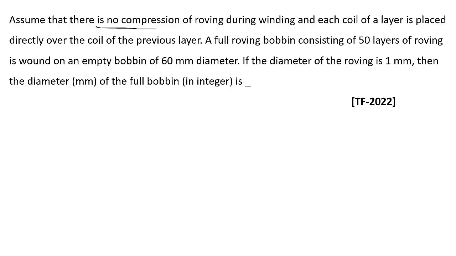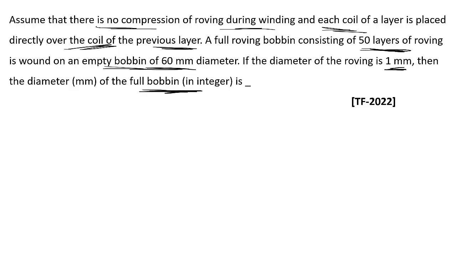Assume that there is no compression of roving during winding, and each coil of a layer is placed directly over the coil of the previous layer. A full roving bobbin consisting of 50 layers of roving is wound on an empty bobbin of 60 mm diameter. If the diameter of the roving is 1 mm, then the diameter in mm of the full bobbin, as an integer, is. It is also a 1 mark question.